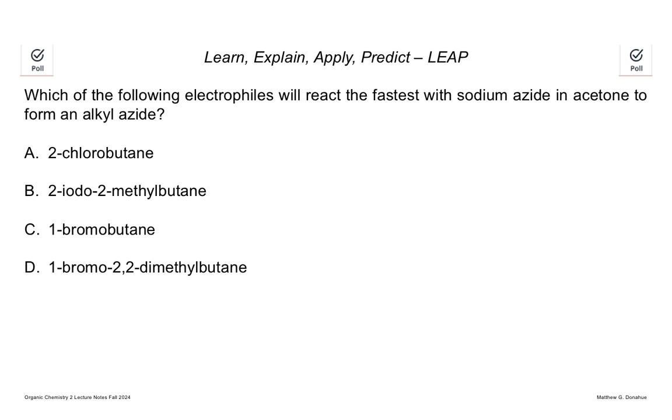So in a LEAP question, it says, which of the following electrophiles will react the fastest with sodium azide and acetone? The first thing we want to do is draw out the structures. So 2-chlorobutane, 2-iodo, 2-methylbutane, 1-bromobutane, and then 1-bromo, 2,2-dimethylbutane.